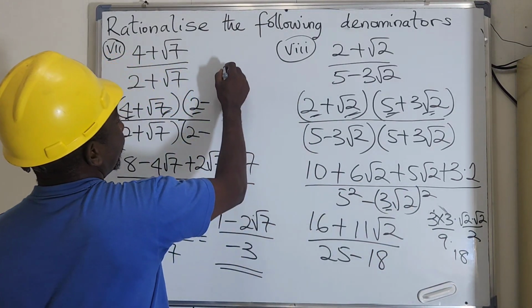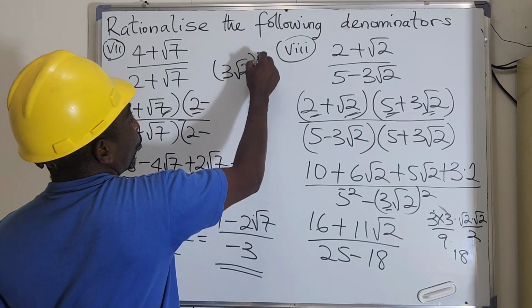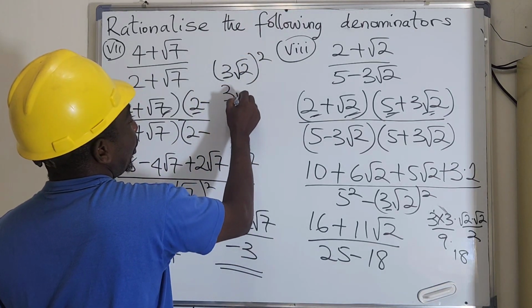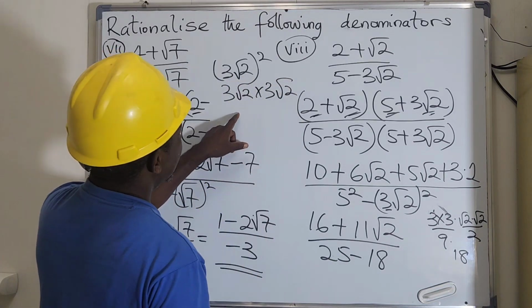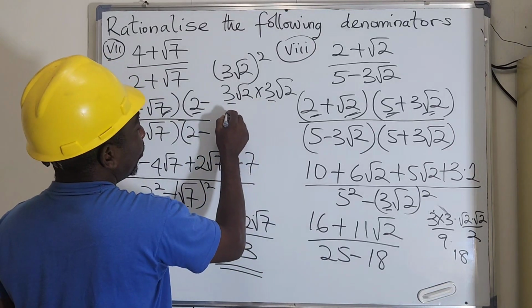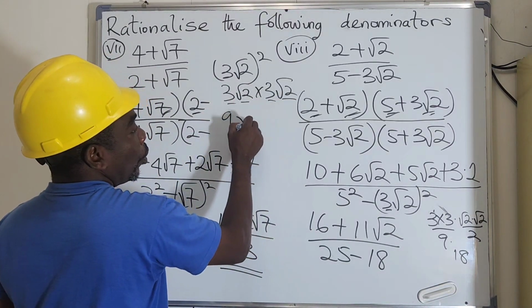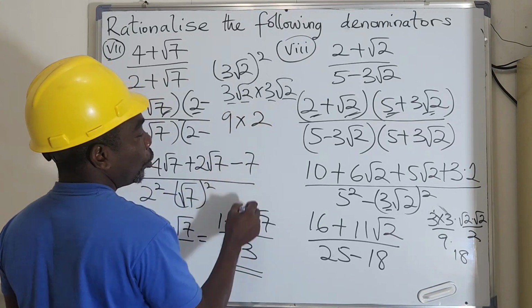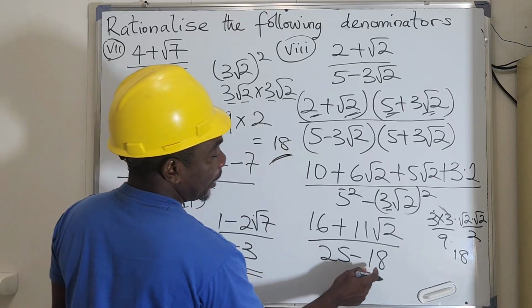We have 3 root 2 squared, which is the same thing as 3 root 2 times 3 root 2. So in this case, we have 3 times 3, which is 9. We have root 2 times root 2, which is times 2. So 9 times 2 is 18. That is why we have this 18.